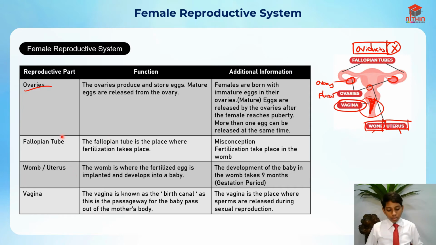Now let's move on to the fallopian tube. The fallopian tube is the place where fertilization takes place. Fertilization is basically the fusion of the sperm and egg. After these two fuse, we call this a fertilized egg.